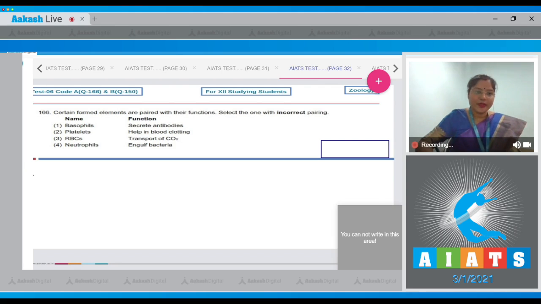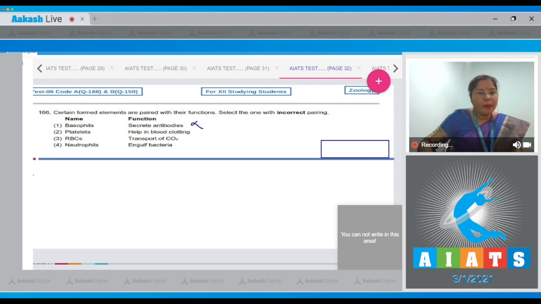Question number 166. Certain formed elements are paired with their functions. Select the one with incorrect pairing. Basophils secrete antibodies. This is incorrect because basophils secrete histamine, heparin and serotonin. Antibodies are secreted by plasma cells.